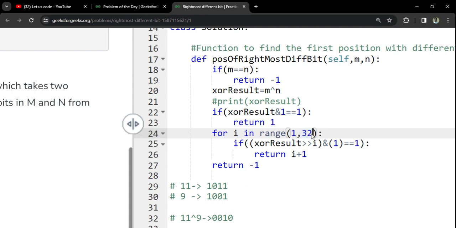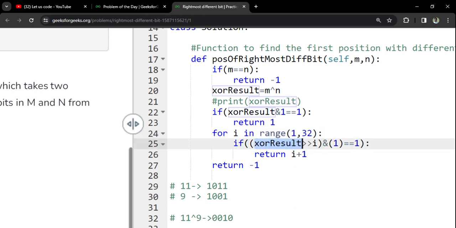Why we are doing 32 is because, normally, whenever an integer is stored in most programming languages, it is stored in a 4 byte space. 4 bytes means 4 into 8 bits, which is 32 bits. So at most we can do 32, right? That's why I'm doing it till 32 only. So yeah, this is the case.